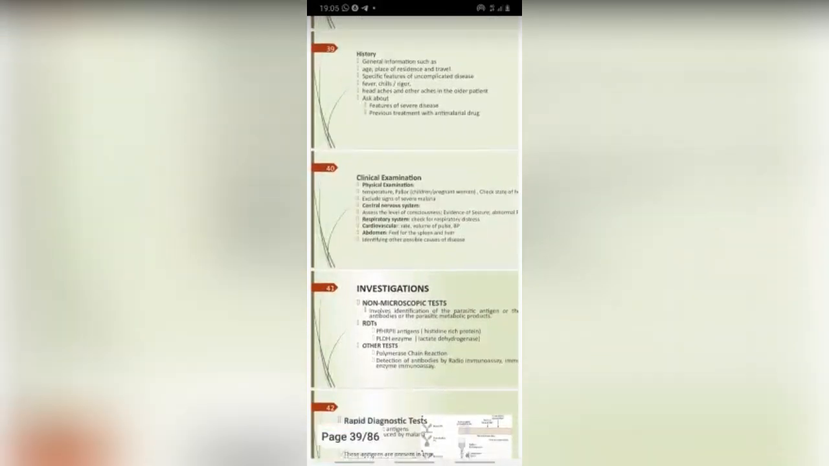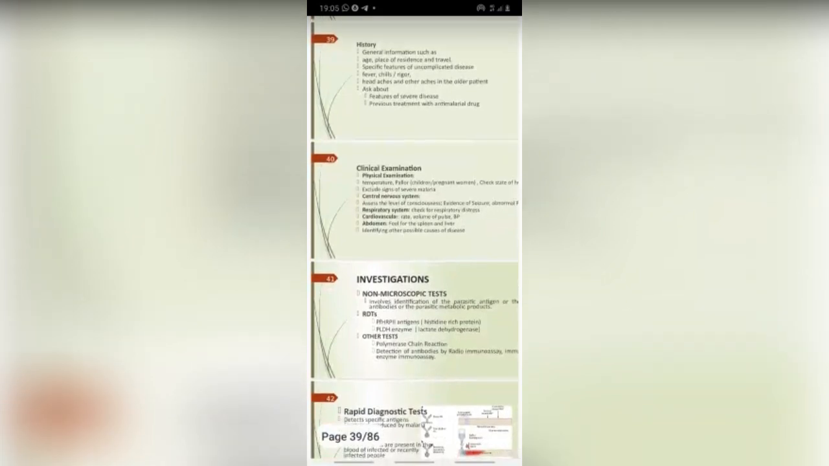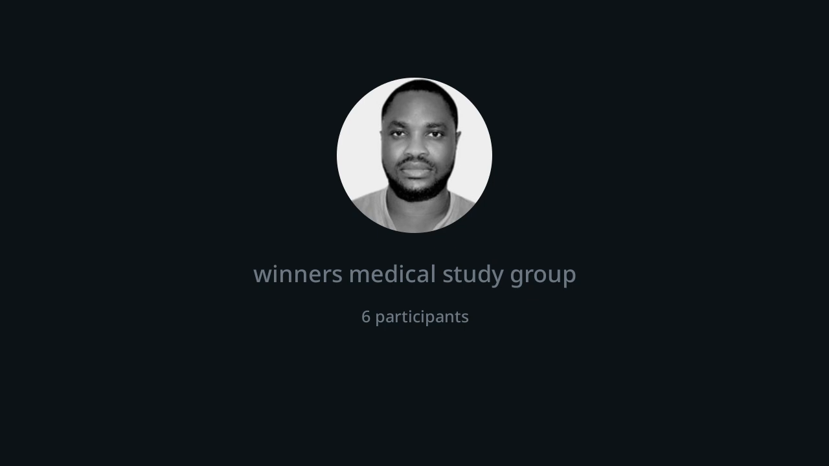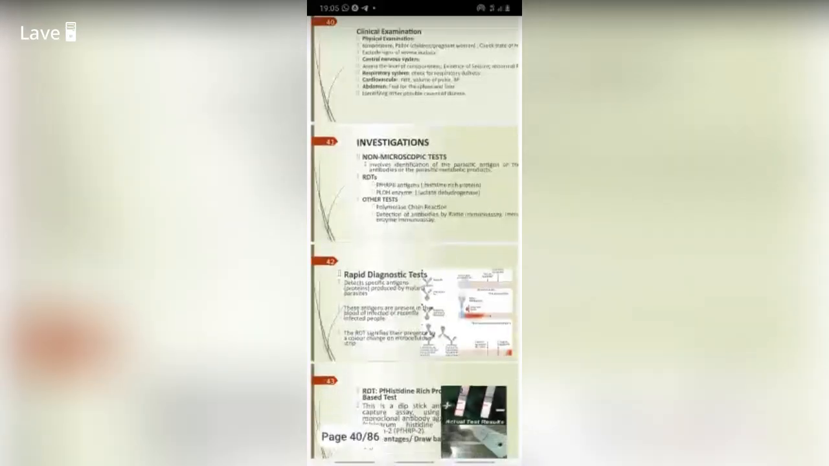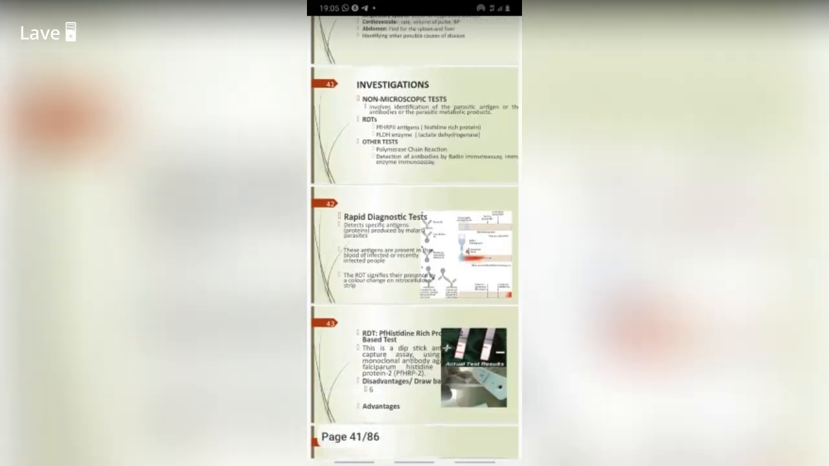So I want to take history and information, like where they live, where they have traveled to, do they have fever, chills and rigors, headaches, and all of that. And then you examine, you're looking out for temperature, for paleness, CNS signs, like we have talked about seizure, coma, and all these neurologic features we had mentioned earlier. Don't forget to check the respiratory rates for any signs of respiratory distress. Palpate for the liver and spleen and rule out all other causes.